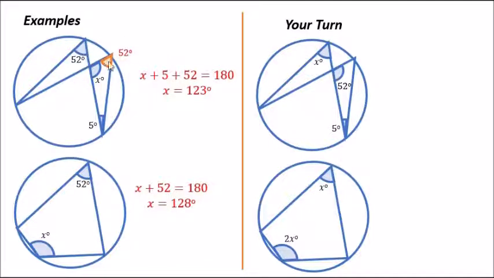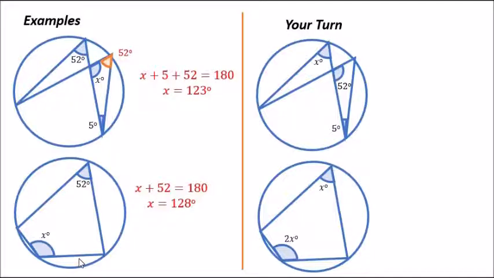In that case, these are both the same, so this has to be 52. Because that's 52, these angles in a triangle must add up to 180. So x plus 5 plus 52 is 180, which means x has to be 123 for this to make sense.